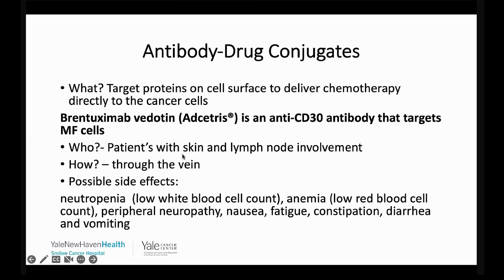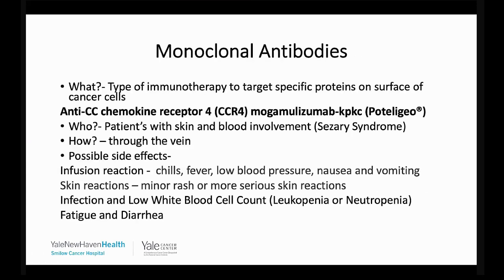It's an anti-CD30 antibody that targets mycosis fungoides cells. And this type of treatment works well in patients who have skin and lymph node involvement, as long as they're CD30 positive, that is, the cancer cells carry this CD30 marker on their cell surface. This one is also given through the vein. The more common possible side effects are neutropenia and neuropathy, but it can also cause anemia, nausea, fatigue, constipation, diarrhea, and vomiting. Those are less common.